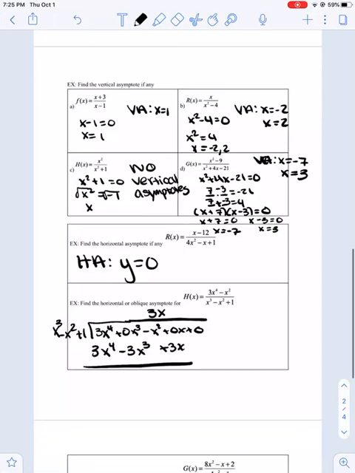We're going to go ahead and subtract these. So we get negative 3x cubed minus x squared, and then plus 3x. Yep, subtract those.